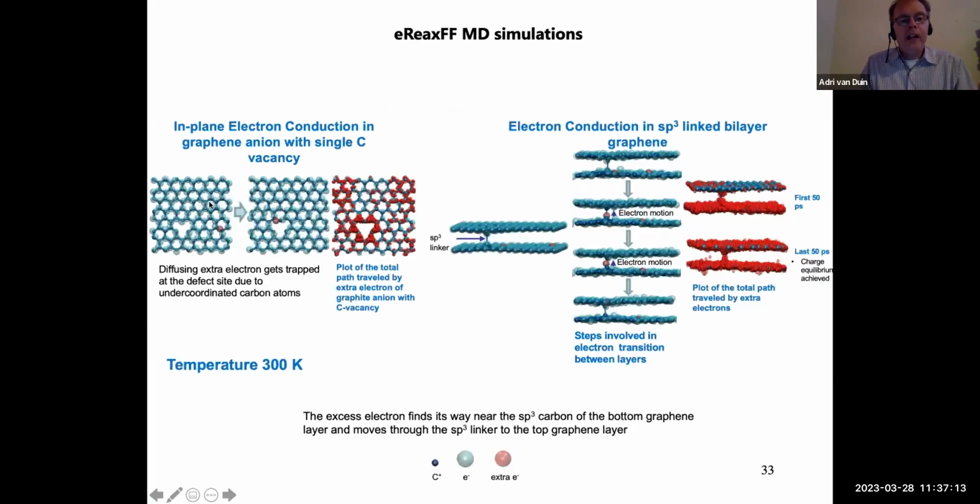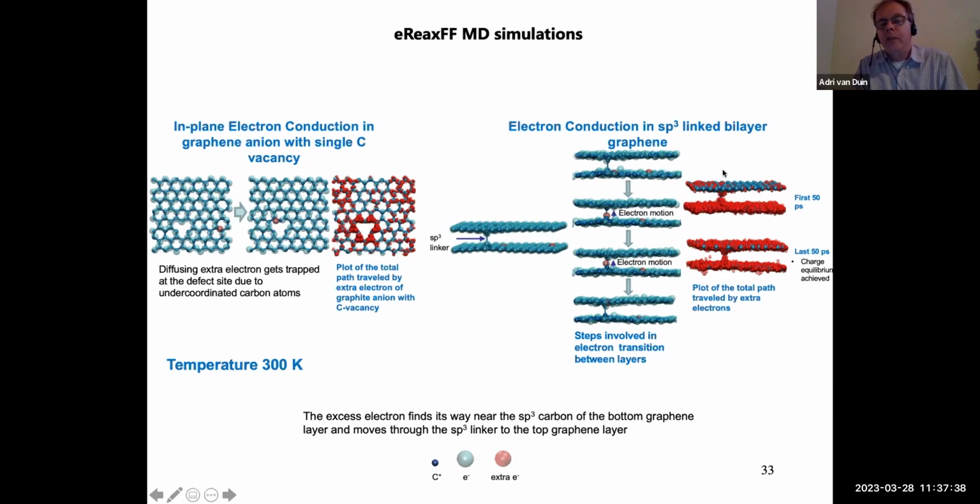Now, if you add defects, we see that the electron cloud organizes itself around the defect. Around the defect, we have a higher electron concentration than away from it, and this is confirmed by DFT calculations. And we can do fancier things where we, for example, add sp3 linkers between graphene sheets, and we see that these linkers play a role as a sort of conductor for the electron.